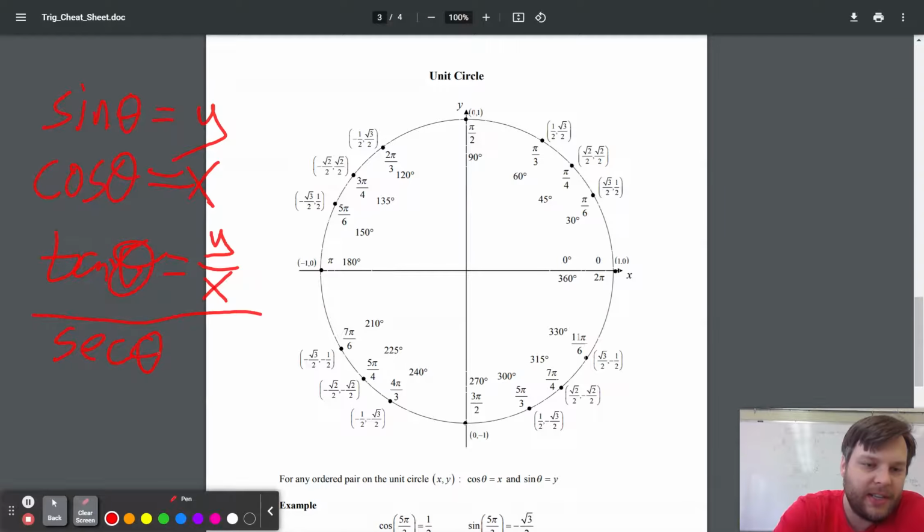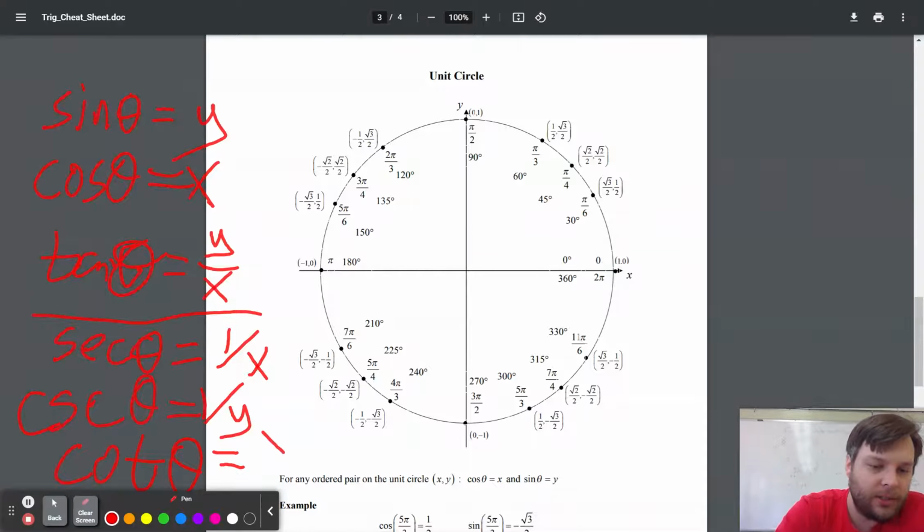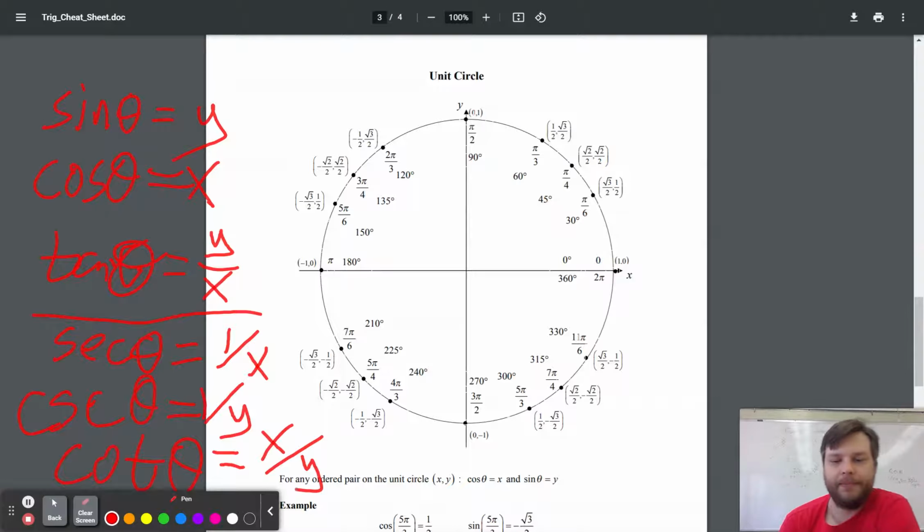SEC stands for secant of theta. That's the reciprocal of cosine. It's 1 over x. Cosecant of theta is the reciprocal of sine. And cotangent of theta is the reciprocal of tangent, so x over y.